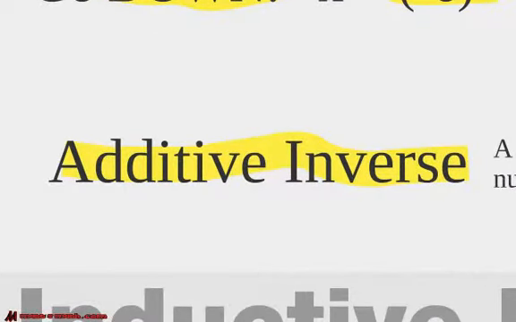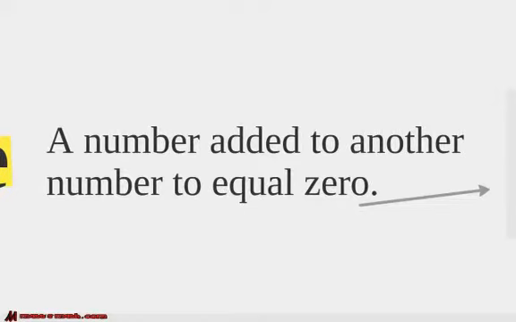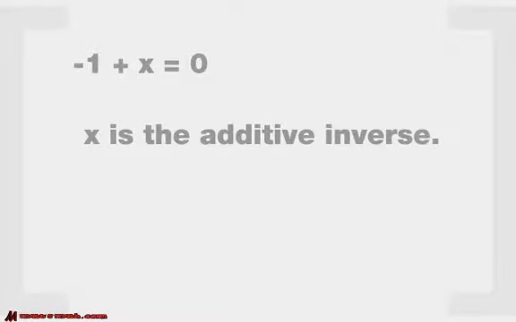Okay, additive inverse. This is a definition I'd like you to know. Additive inverse. You're taking something and adding the inverse, or the opposite of it. So think about it this way. It's a number added to another number that equals 0. So let's look at an example here. -1 plus x equals 0. What plus -1 gives you 0? Well, x is called the additive inverse because I'm adding it to -1 and I get 0. That's what it's called, additive inverse.